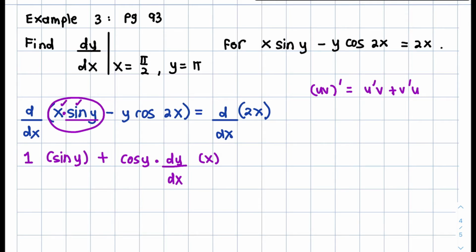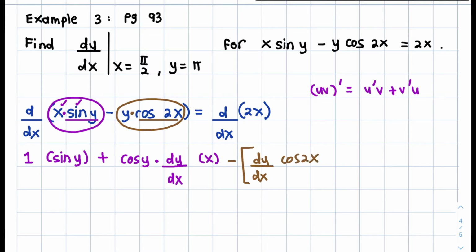Now, the second term, you're going to have y cosine 2x. Again, this is a product of y and cosine 2x, so you have to use the product rule. So minus, now put a big bracket. Differentiate y for u prime, you're going to have dy over dx. Now the v here is cosine 2x. Just write it back, cosine 2x.